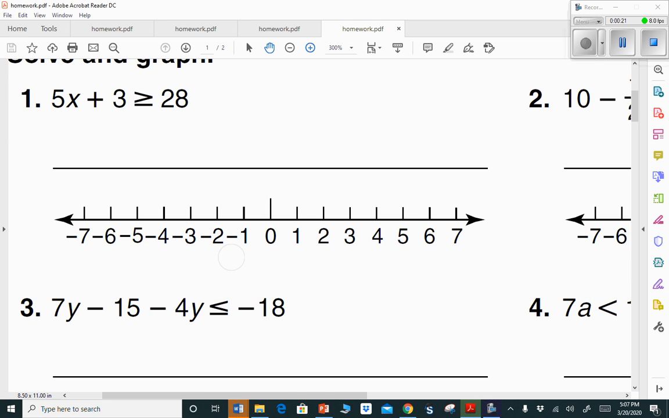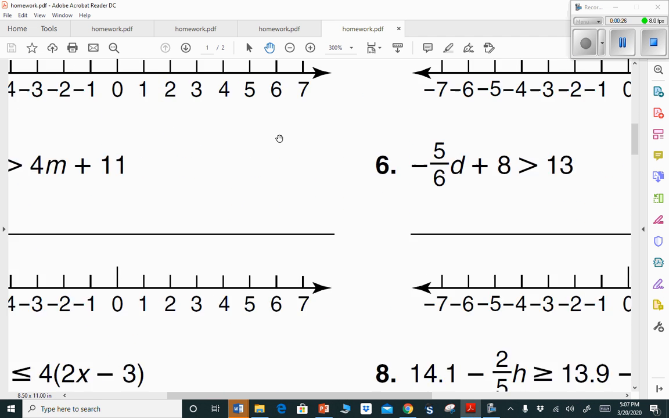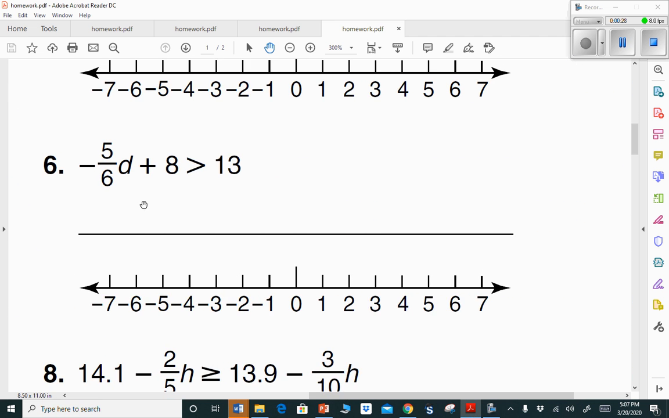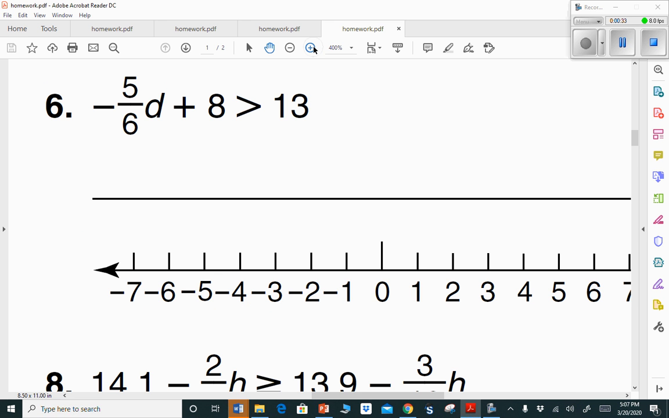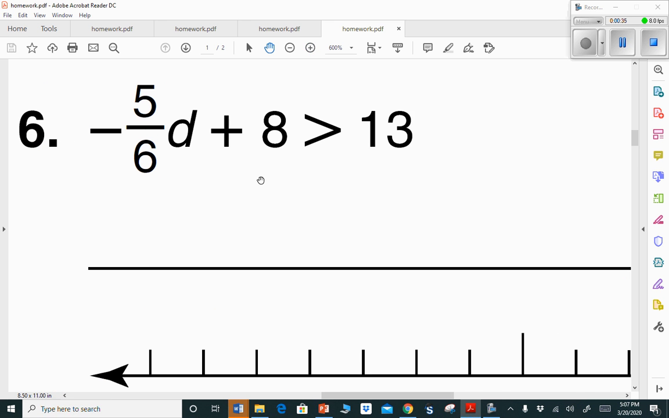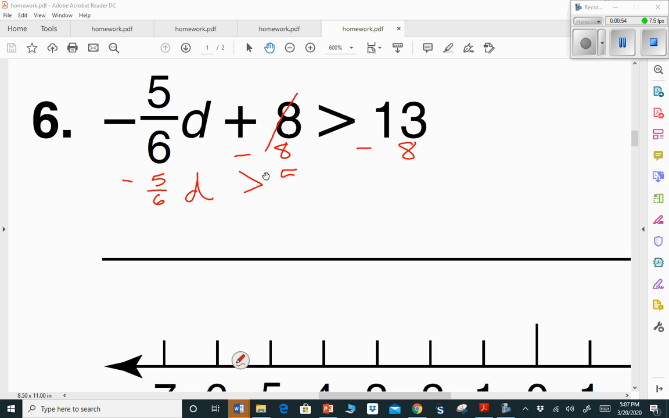All right, so let's complicate matters a little bit more. Well, look, we've got a fraction here. Isn't that nice? I hear you all saying no. Okay, so this doesn't look too bad, really. Let's subtract 8 from both sides. So that gives us negative 5/6 d is greater than 5.